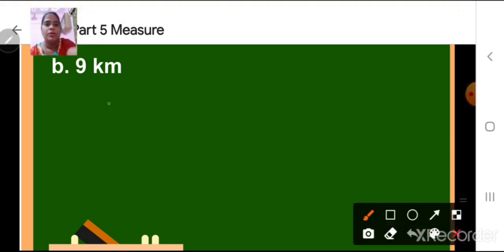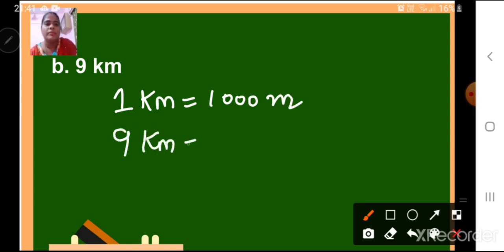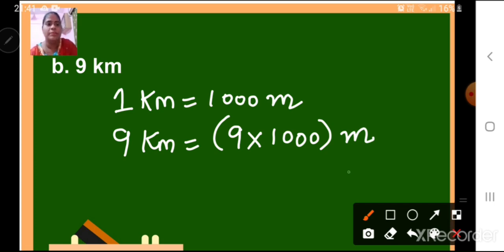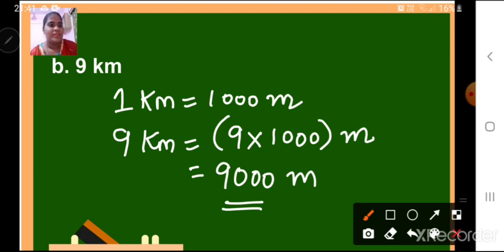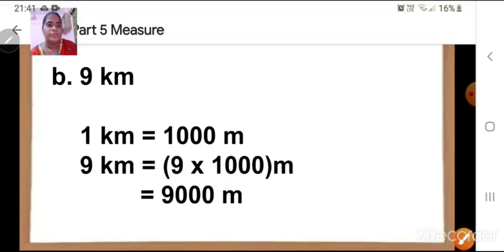Okay, next question. 9 kilometers. Okay. So, again, 1 kilometer is equal to 1000 meter. So 9 kilometers will be 9 multiplied by 1000 meter. Okay, we have to multiply by 1000. So 9 into 1000 is 9000 meter. Easy? Children, note down.